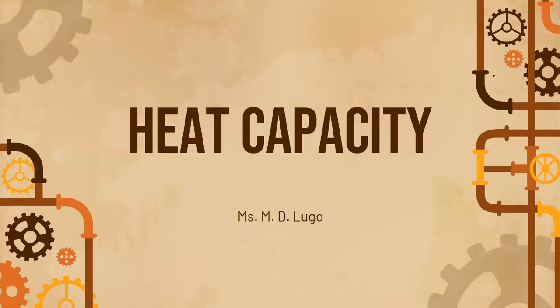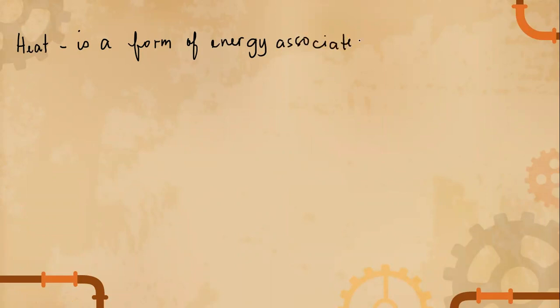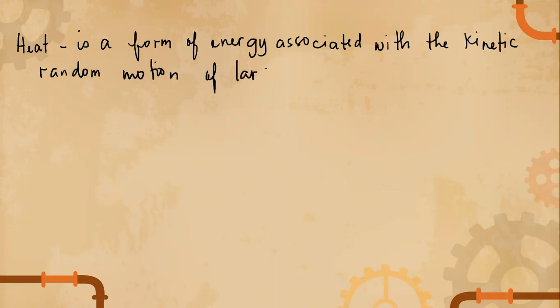Okay, let us proceed now to the heat capacity. Definition of heat. Heat is a form of energy associated with the kinetic random motion of a large number of molecules.